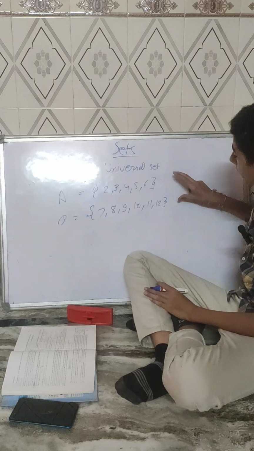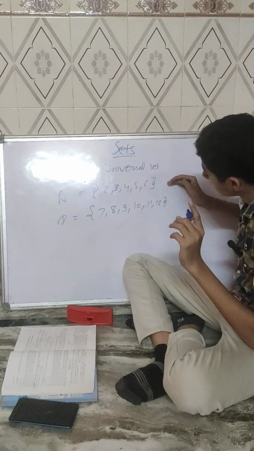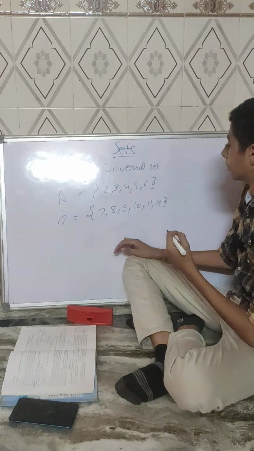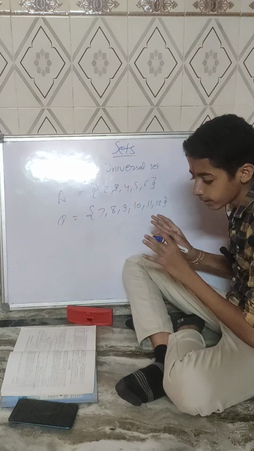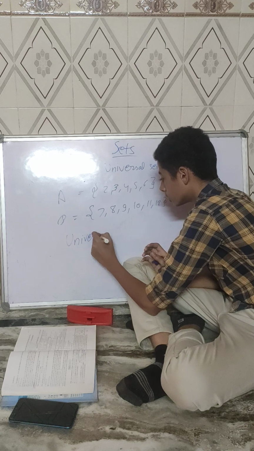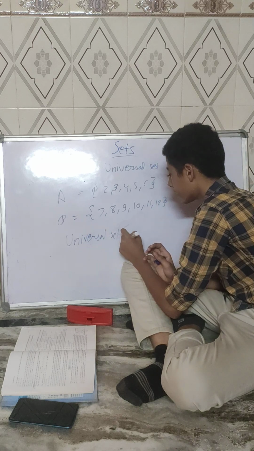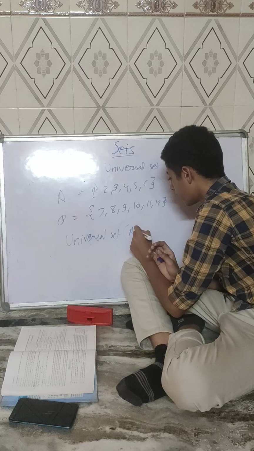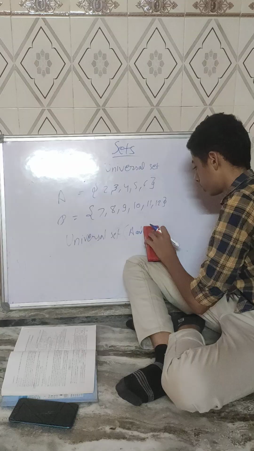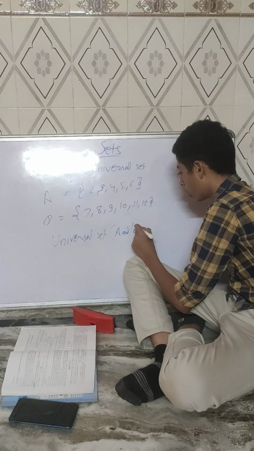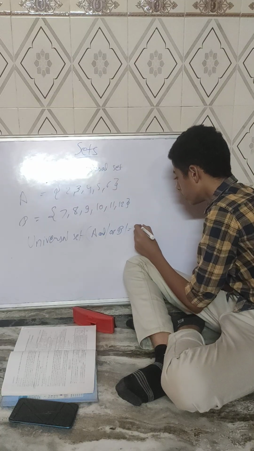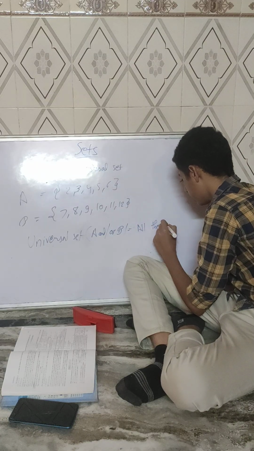Now there is one thing common in both of these sets: all the numbers that we have represented in them are natural numbers. So if we have to write the universal set of A and B, A union B, then it will be all the natural numbers.